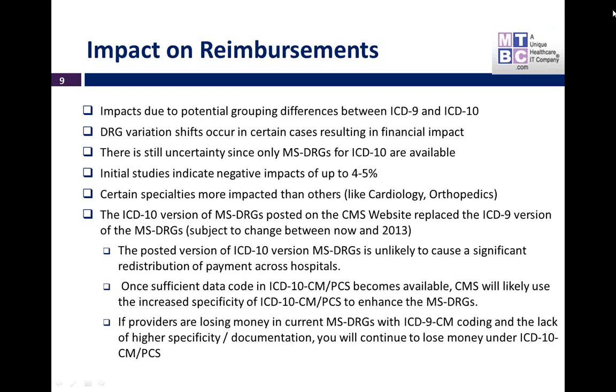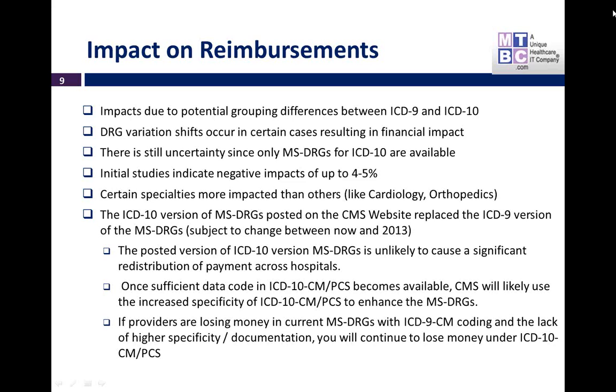The shift to ICD-10 is likely to have massive implications for the reimbursement system. The ICD-10 version of diagnosis-related grouping would entirely replace the ICD-9 version of diagnosis-related grouping. There would be differences between DRGs in ICD-10 and ICD-9, and these DRG variations, if not appropriately accounted for, could result in denied claims.